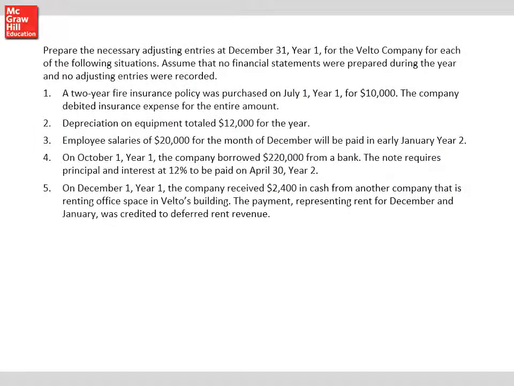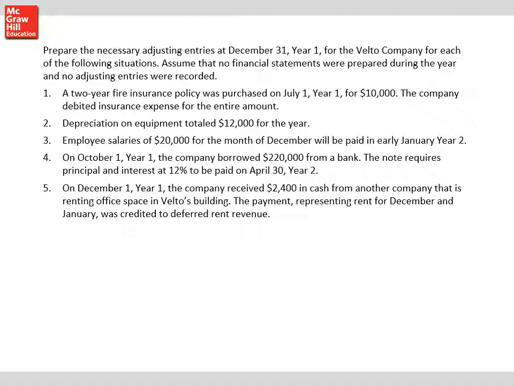All right, moving on to exercise 2-8, which is not the one in your book. It's similar, but not exact. So you want to print off this information. We're going to prepare the necessary adjusting entries at December 31st, year one for the Velto company for each of the following situations. This is the next step of our accounting cycle.